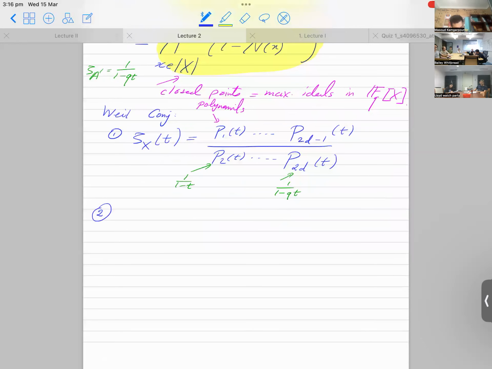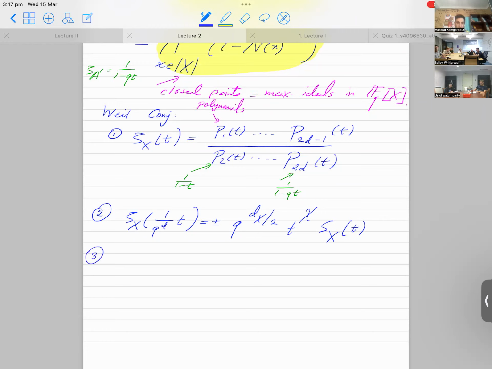Then we have the functional equation, which says that if you take q to the d, t, this is plus or minus q to some power, and then t to some other power. Chi is the Euler characteristic, but let me just write it for now. And then zeta_X of t. So the functional equation is when you plug in 1 over q^d t instead of t itself, then you get a functional equation like this.